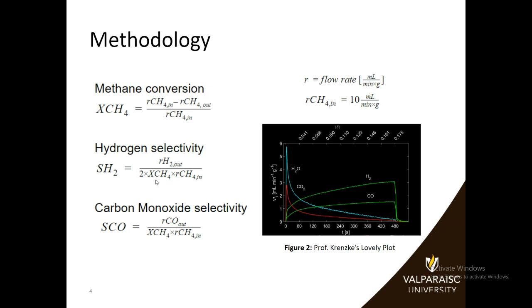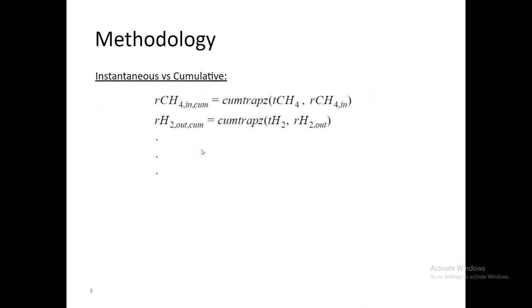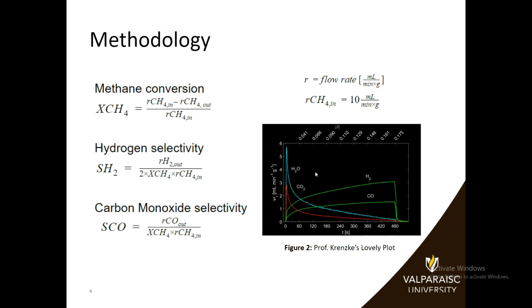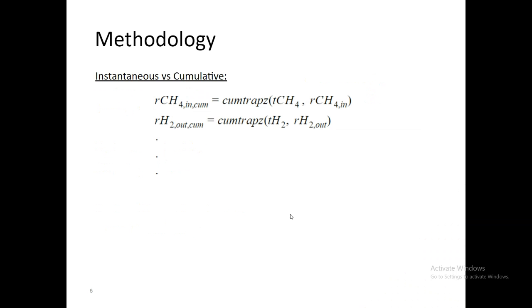We want the cumulative, which we're going to talk about next. So here's the difference between instantaneous and cumulative. Instantaneous is at an instant in time, what's the value, versus cumulative is over this whole period of time, what are the values. So the function that does that in MATLAB is simply called the cumulative trapezoidal function. It integrates cumulatively using trapezoids over the region that we're interested in.